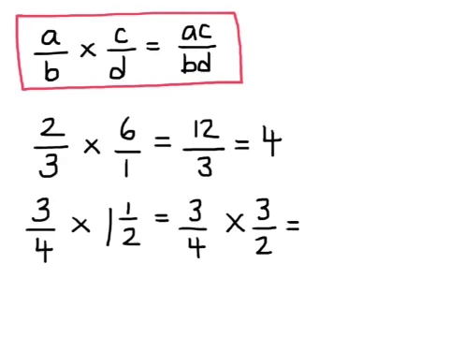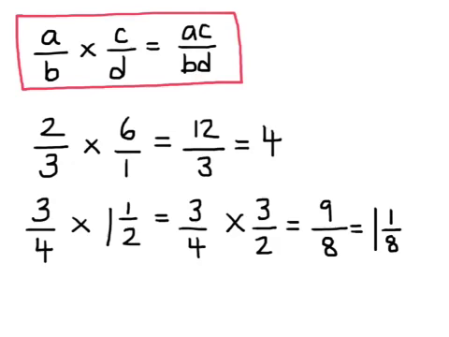We now apply the rule as normal, so we multiply our two numerators, 3 and 3, and that will give us 9 divided by, then multiply our two denominators, 4 and 2, to give us the value 8. Now, what we're left with here is the answer 9 divided by 8. So, how many times does 8 go into 9? It goes in once, and that leaves us with a remainder of 1/8. So our answer is 1 1/8.